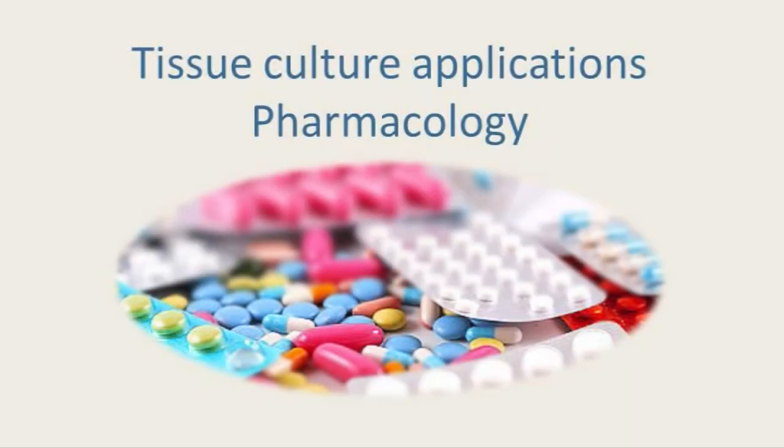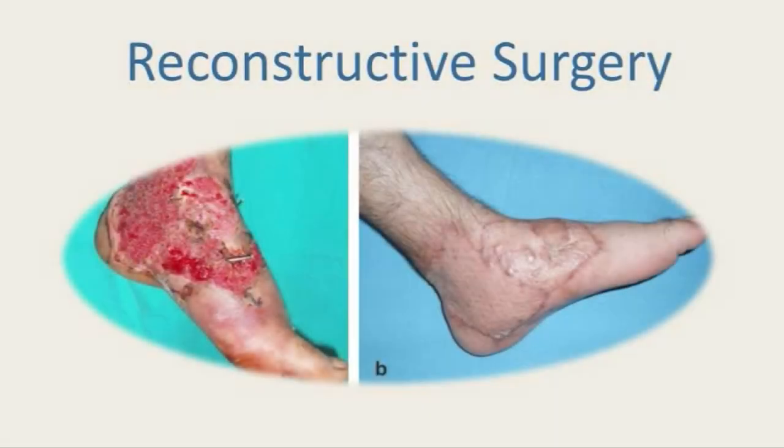We now have an understanding of how cells are cultured, but what are cultured cells used for? Cultured cells are widely used in the pharmaceutical industry in order to develop new drugs and to investigate the therapeutic effects and potential side effects of drugs. Reconstructive surgery using skin grafts is an area of medicine that requires cultured cells. Skin grafts can be used to repair skin that has been badly burned or injured.